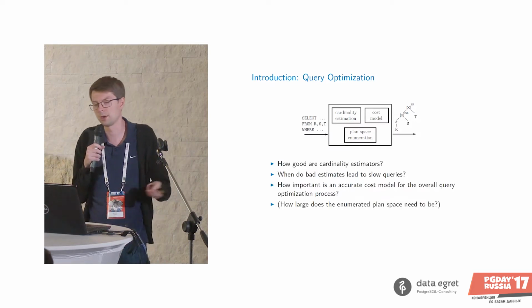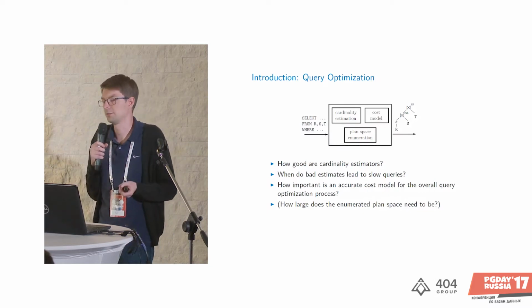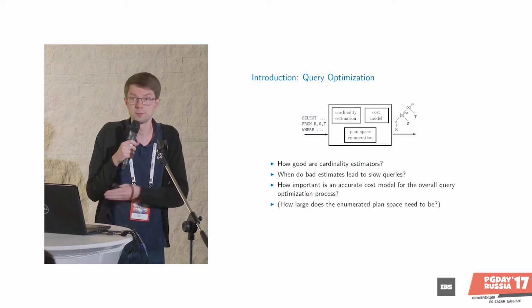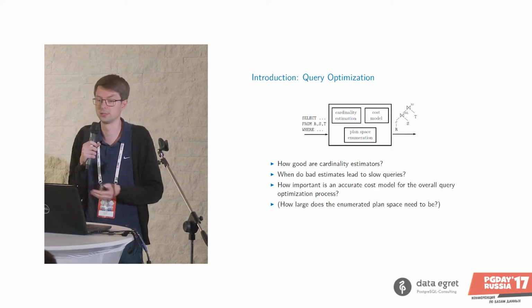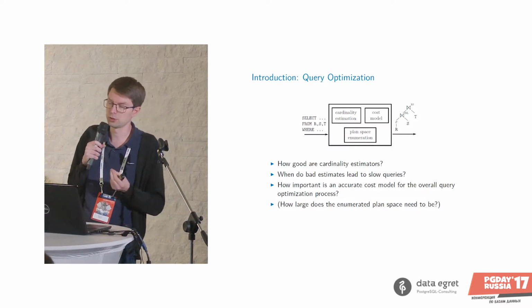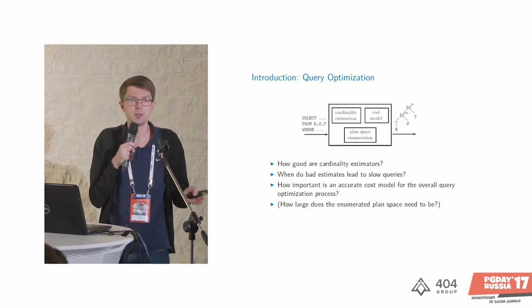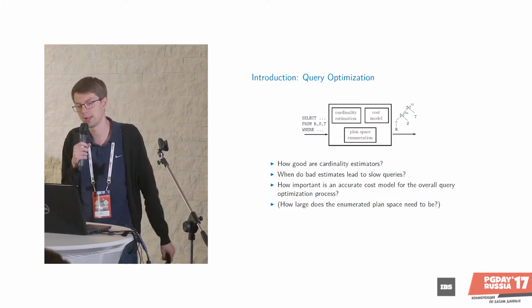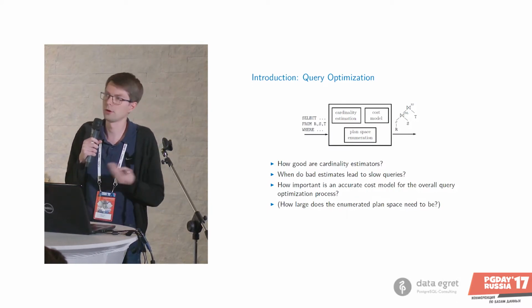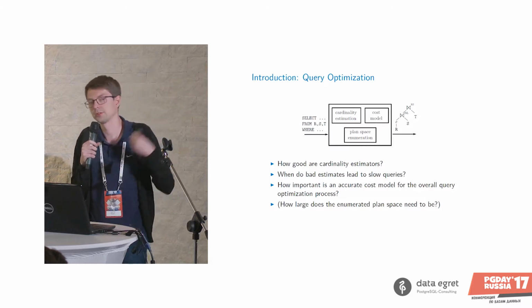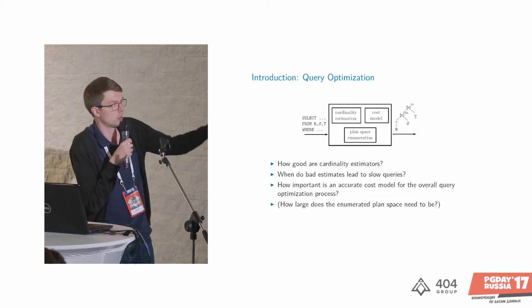Specifically, the questions I want to answer are, first, how good are cardinality estimators? As I said, I'll be comparing different systems here, because you can do that in a pretty fair way, including PostgreSQL and some commercial systems. The second question is, if the cardinality estimates are not so great, when do they actually lead to bad plans? Because they don't always lead to bad plans. We'll also look at the second box, how important the cost model is. And the third box, for lack of time, because I have a second talk for you in one slot, I will skip, so I won't talk about plan space enumeration mostly.